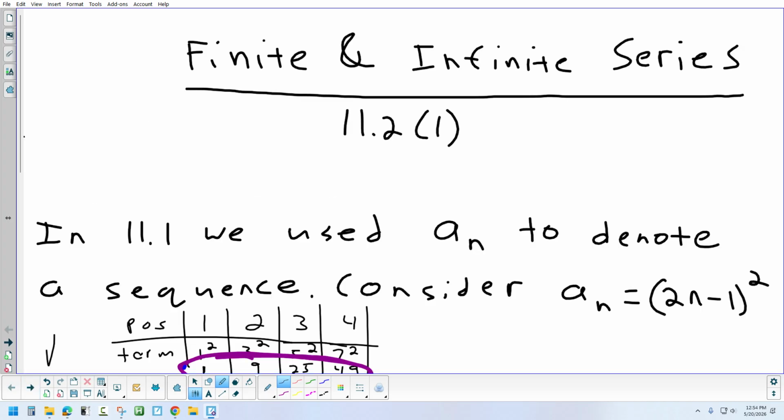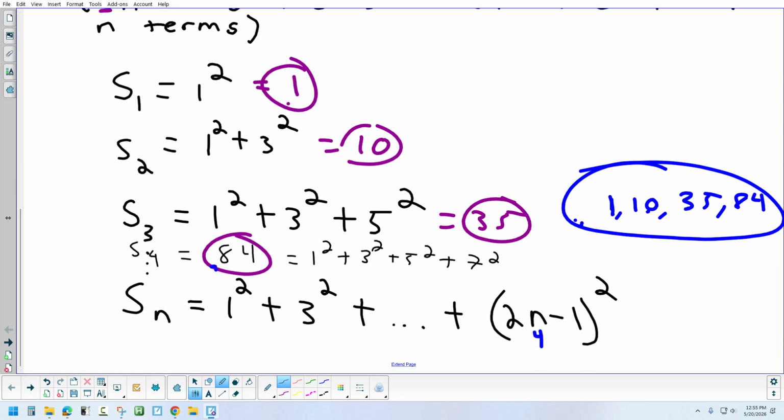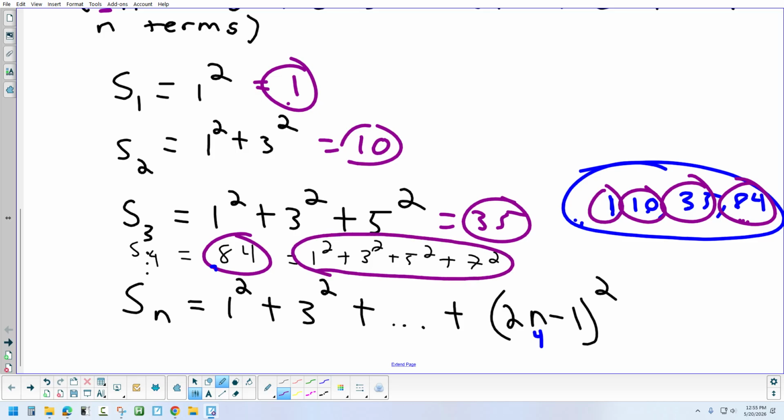So each one of these numbers, the 1, the 10, the 35, and the 84, those are each called a series, because the way we got those numbers was from adding things together. And anytime you add items together, that is a series. We didn't write 84 as 1 squared plus 3 squared plus 5 squared plus 7 squared, because that's going to take a long time to write it. We just wrote the answer, 84. But you can't forget how we got it. This is how we got it. It was the sum of 4 terms added, 4 numbers added together.